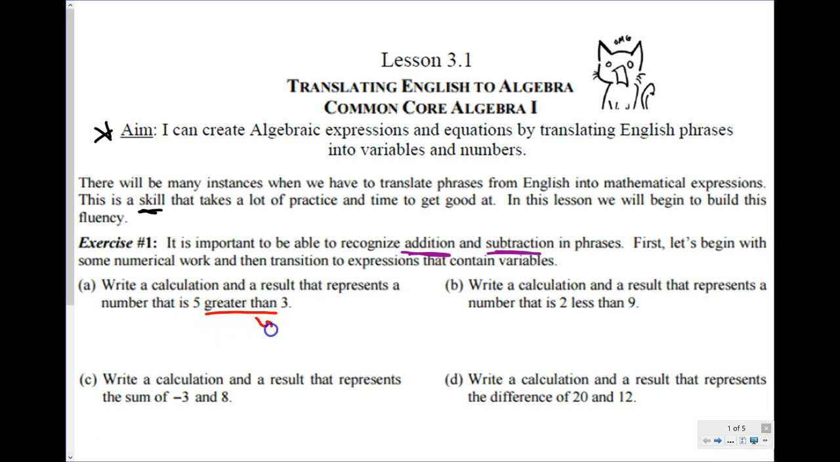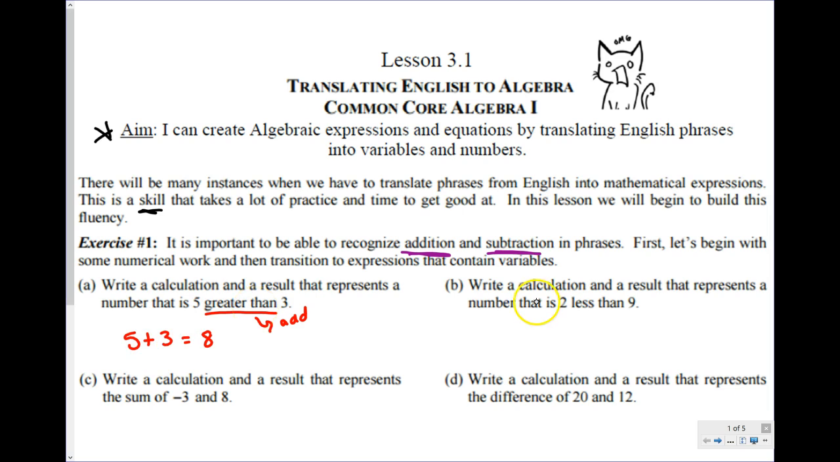So when I see greater than, that means to add, right? So if it's a number 5 greater than 3, that number's 8. And I can write that as 5 plus 3. Okay? 5 plus 3. Greater than means to add.